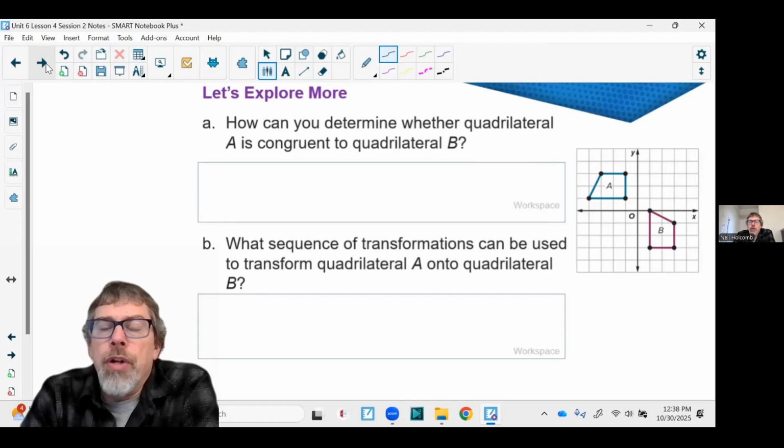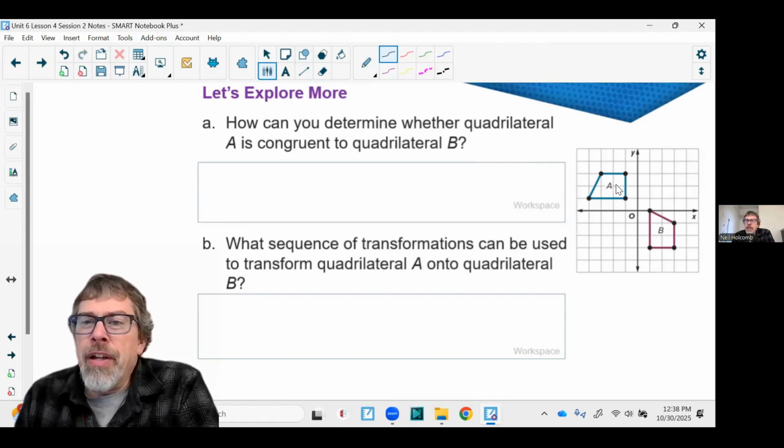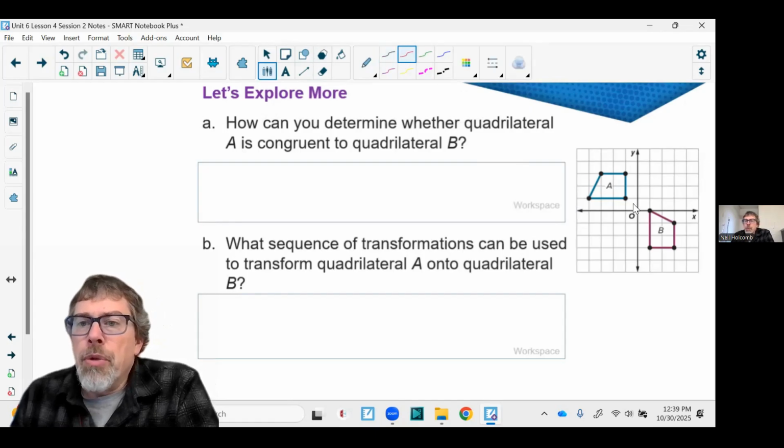So if we're going to move one, we could move A to B. We could reflect, well, let's see, how could we do this? We could rotate it 90 degrees clockwise. So in doing so, let's do that. So this point right here is -1, 1. If I rotate that 90 degrees, it's going to end up at 1, 1.